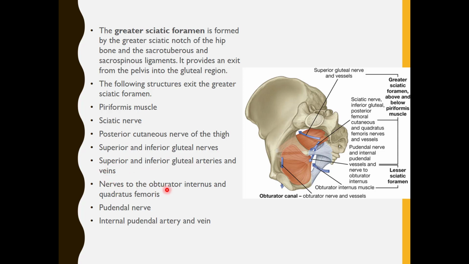There will be nerve to the obturator internus muscle and nerve to the quadratus femoris muscle. There is pudendal nerve and internal pudendal artery and vein. These are the structures which are exiting the greater sciatic foramen, and they are exiting from the pelvis and entering into the gluteal region.